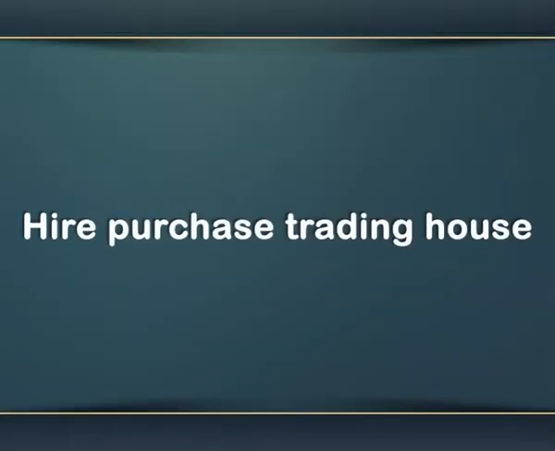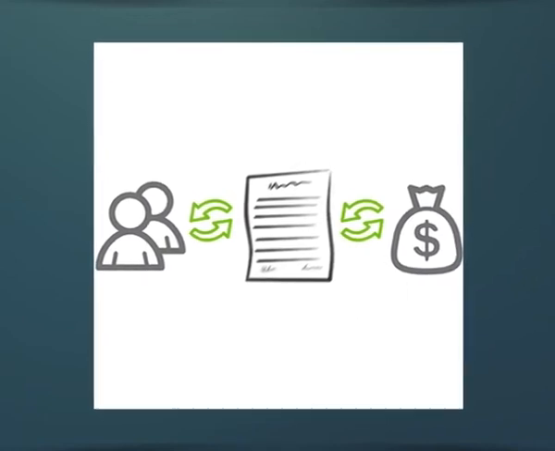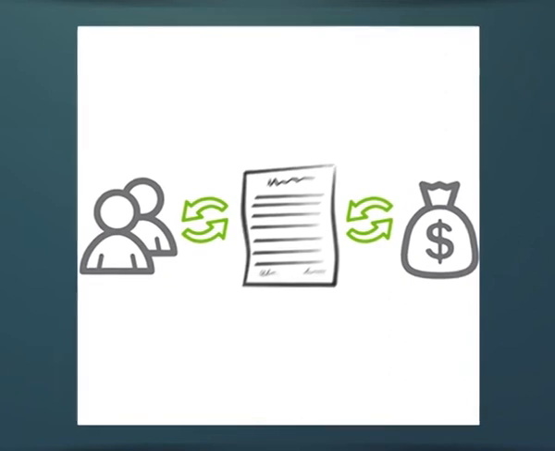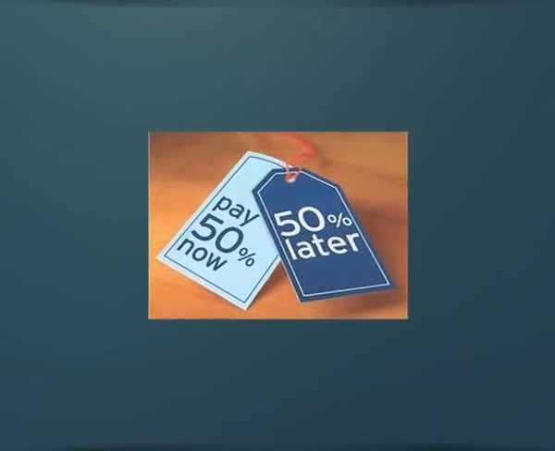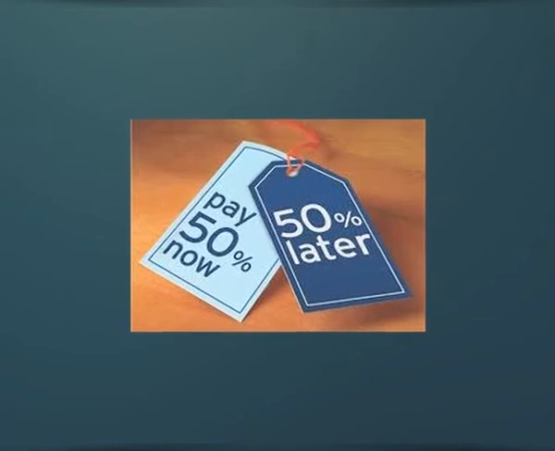Hire purchase trading house is a form of trade in which credit is granted to the buyer on the security of a line of goods. An agreement is made between buyer and seller that the former will take possession of the goods sold by the latter and shall make payments in installments at regular intervals. The ownership lies with the seller until the final installment is paid by the buyer.